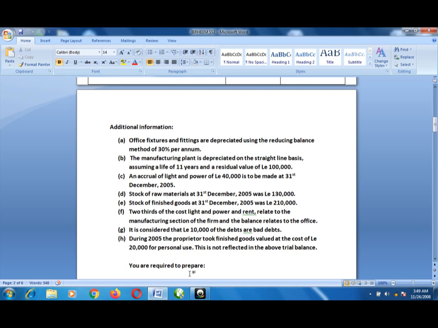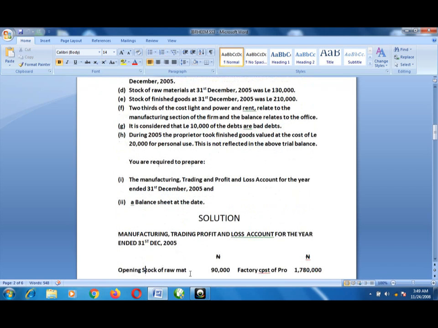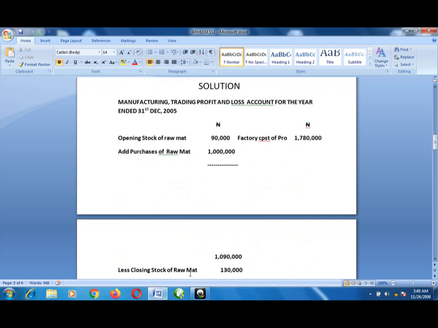You have item G. It is considered that 10,000 of the debts are bad debts. During the year 2005, the proprietor took finished goods valued at a cost of 20,000 for personal use. You are required to prepare the manufacturing, trading, profit and loss account and balance sheet.